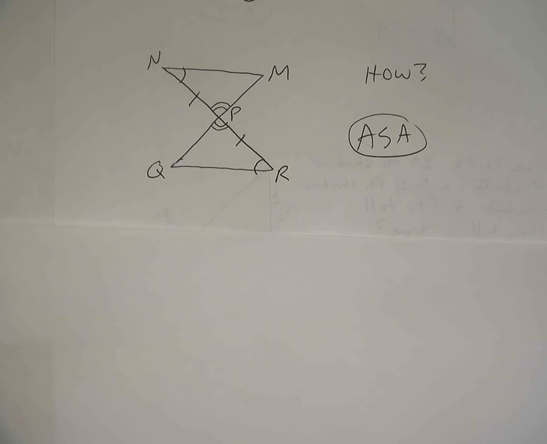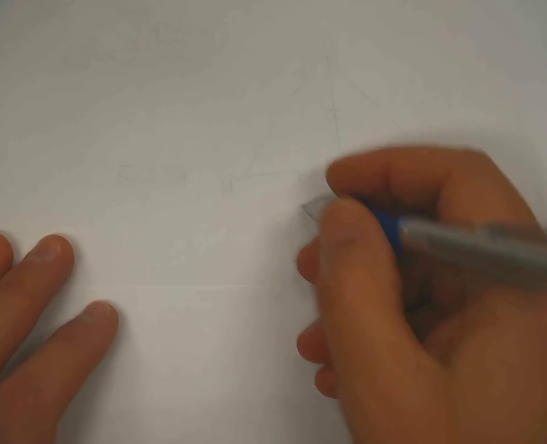All right, let's go on to some properties about triangles. Okay, let's say we have a triangle, a right triangle.